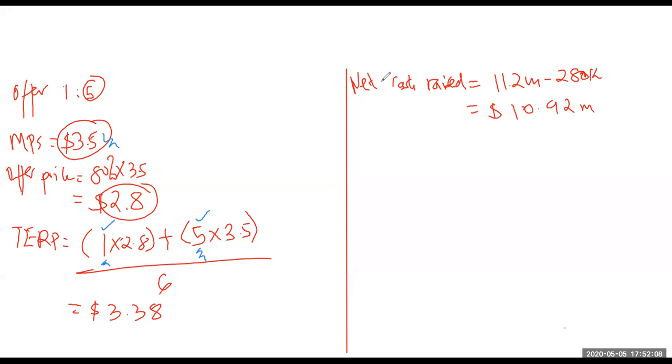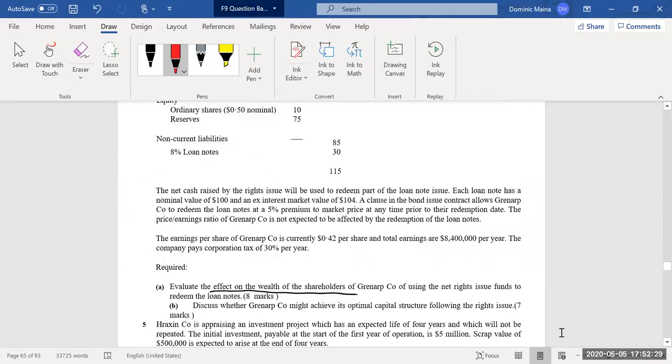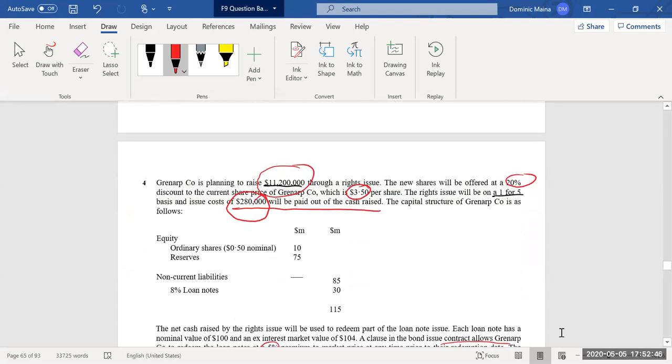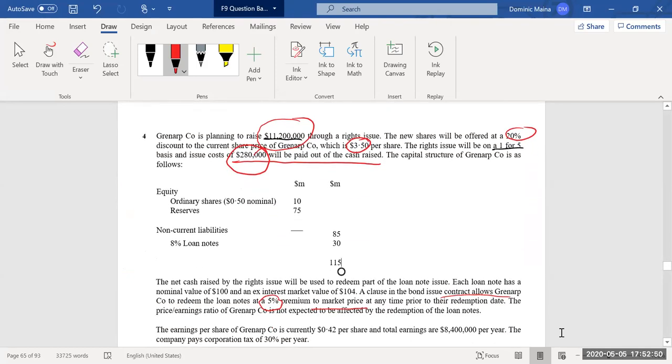Now, this 10.92 million is the money the company will be using to pay off the debt holders. For every debt they are paying, how much are they paying? A clause in the contract allows the company to redeem the note at a 5% premium to their market price. So we need to estimate the market price of the bonds. The current market value, you'll be told, is equal to 104. So the redemption is going to be 5% more than 104.